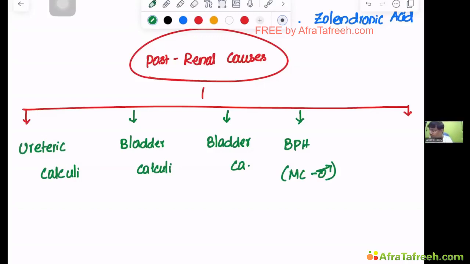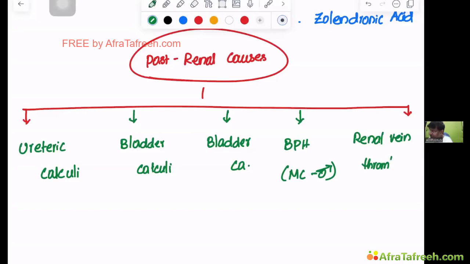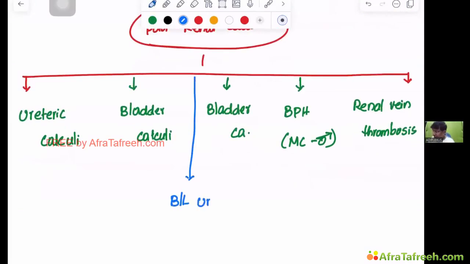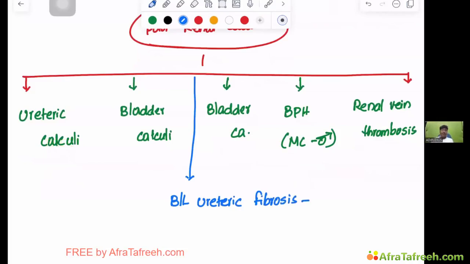Then the other post-renal causes will be renal vein thrombosis. Right, renal vein thrombosis. So these are the post-renal causes. And one more important post-renal cause, that is bilateral ureteric fibrosis. So bilateral ureteric fibrosis is seen in connective tissue disorders. What is that connective tissue disorder where there is excessive accumulation of the fibrous tissue, right?